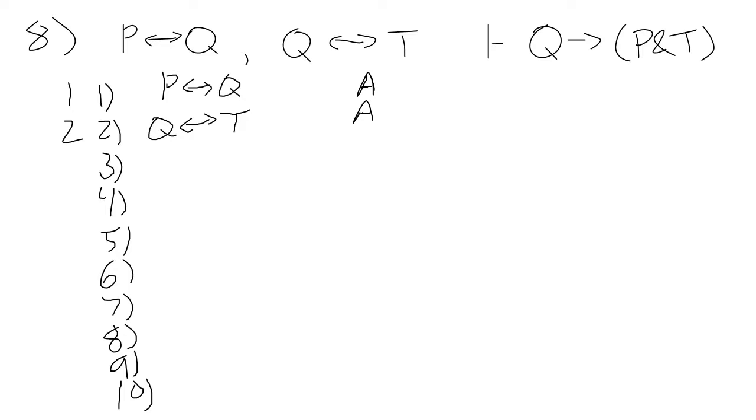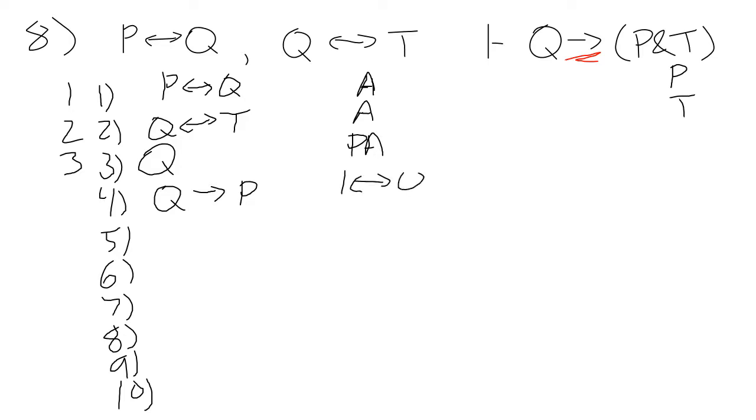So looking here at problem 8, our main operator is an arrow. So we are going to assume the left-hand side as a PA, and we're going to look to derive P and T. So we know we need to find P by itself, T by itself, and actually this one won't be too bad because all we've got to do is eliminate this biconditional in 1 and eliminate this biconditional in 2.